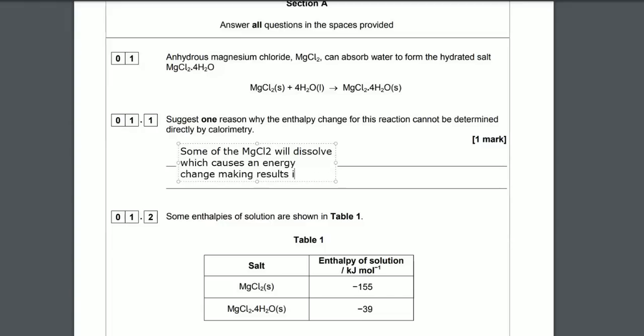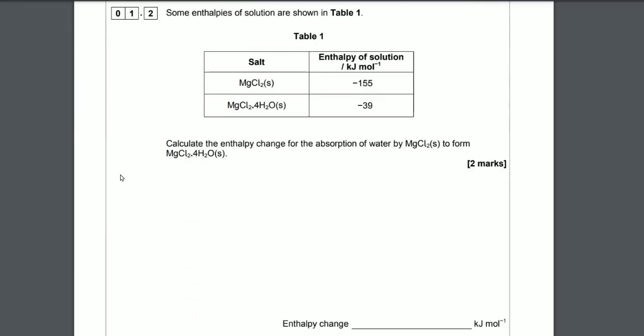So how can you tell what energy is involved in hydrating the magnesium chloride? You can't, it's inaccurate. Therefore, the best way to calculate the enthalpy of hydration for magnesium chloride is via calculation, and that's what we've got here in 1.2. Some enthalpies of solution are shown in table 1. So we've got the enthalpy of solution here.